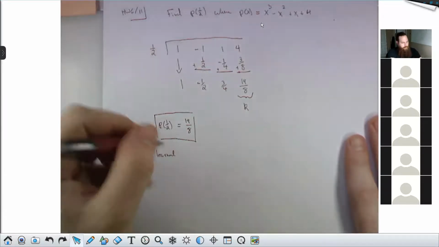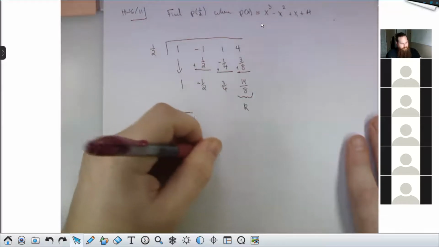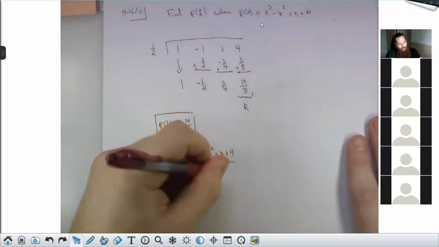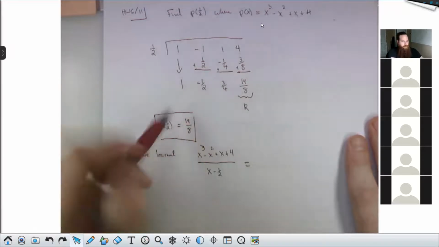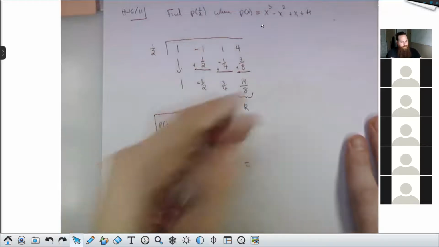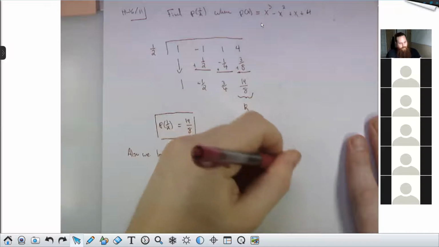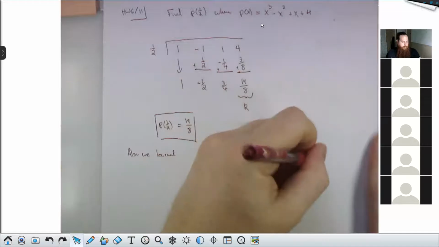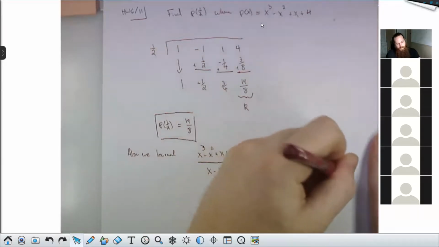Also, we learned that if you take P of x, x cubed minus x squared plus x plus 4, and you divide it by x minus 1/2, the quotient polynomial, remember the degree should be 1 less than the degree of p. The degree of p is 3. So the quotient polynomial is 1x squared minus 1/2 x plus 3/4, plus my remainder, 19/8, divided by x minus 1/2.